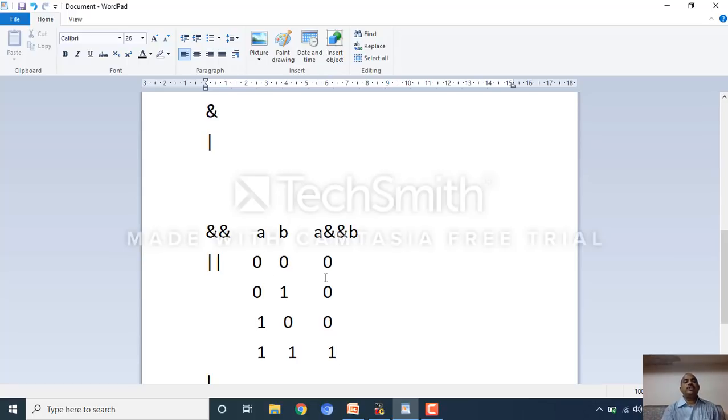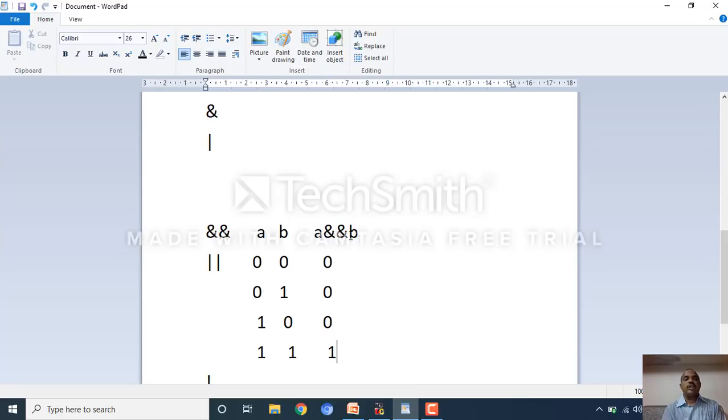Here simply 0 into 0 is 0, 0 into 1 is 0, 1 into 0 is 0, 0 into anything is 0. Here 1 into 1 is 1. This is the logical AND operator. In this logical AND operator, if both input expressions are true, the output is true. Otherwise, false. First false, second false, then false. Then false, 1, false, etc.